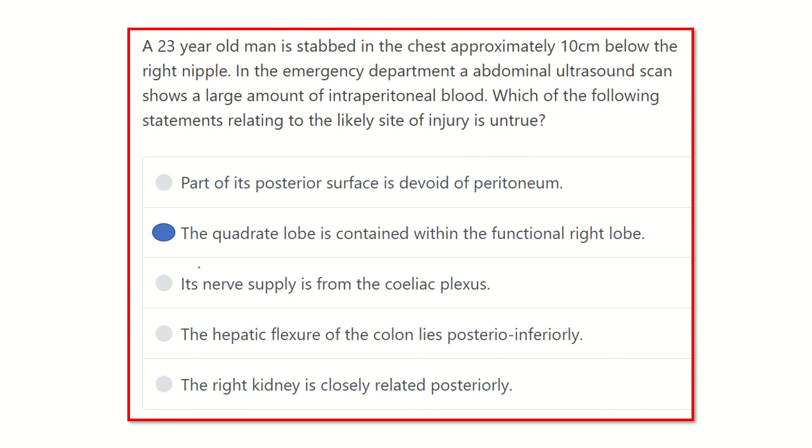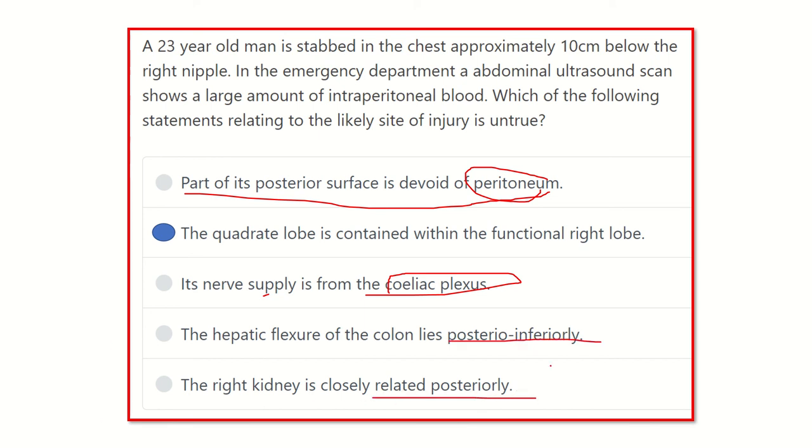So for the final answer, we can see: part of the posterior surface is devoid of peritoneum. Yes, it is true. Not all parts are covered by the peritoneum. Its nerve supply is the celiac plexus. Yes, it is supplied by the celiac plexus. The hepatic flexure of the colon lies posteriorly and inferiorly. It is true. The right kidney is closely related posteriorly. It is also true. But the quadrate lobe is contained within the functional right lobe? No, it is the functional left lobe.